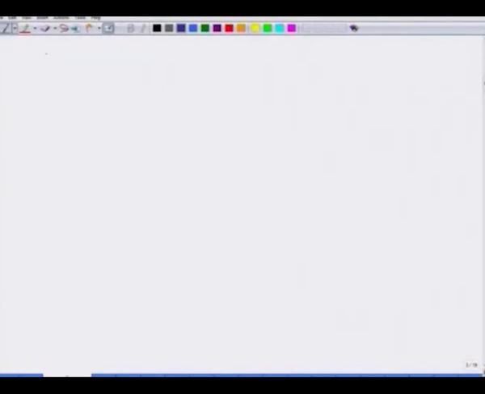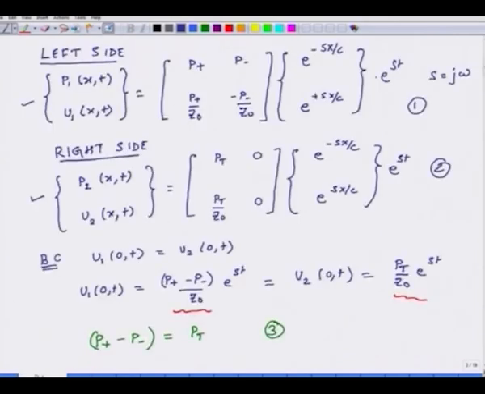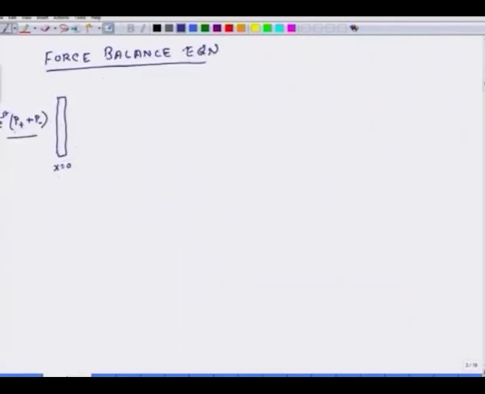So, now I am going to develop a relation for force balance. So, this is my wall, and on the left side my total pressure is P+ plus P- times e to the power of st, of course at x equal to 0. And how do I get this? Essentially what I am doing is, in equation 1, putting x equal to 0 and finding the value of pressure. So, on the left side the pressure is this, and on the right side the pressure is e to the power of st times Pt.